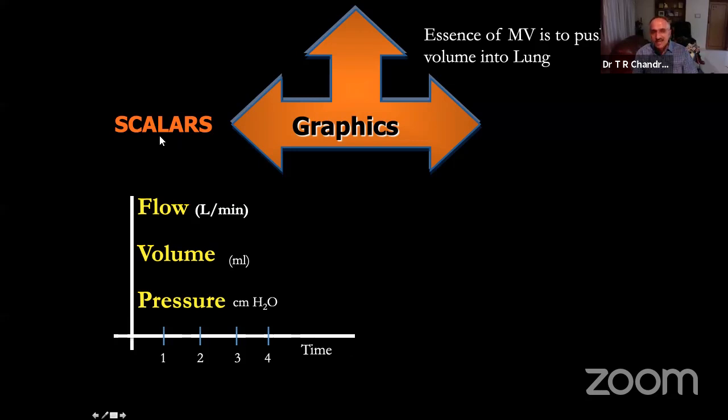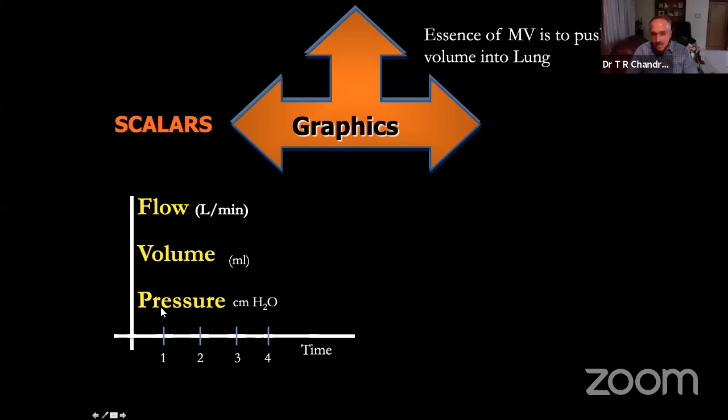So those are called scalars. When you have only one parameter on the y-axis with time, it is called a scalar. And you should understand here, when you talk of flow, that means you are talking liters per minute and it's only flow. You can't look at volume and pressure in a flow scalar. If you are looking at volume, you are looking at tidal volume. If you are looking at flows, you are looking at peak inspiratory flow, peak expiratory flow, or how the flow is starting when the patient is trying to breathe, something like that.